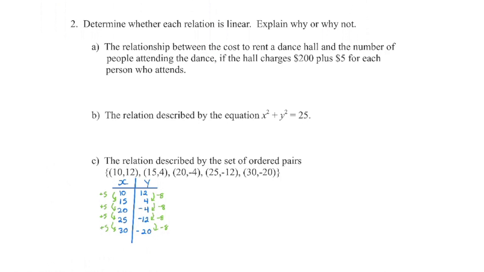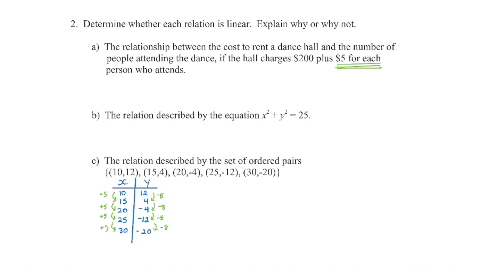Okay, so in my first example, we are renting a dance hall, and we're spending $200 for the hall plus $5 for each person who attends. So our flat rate is going to be $200. We're charging $5 for each person. So on top of that $200, if one person goes, we're going to pay another $5. If 2 people go, we're going to pay another $10. If 3 people go, we're going to pay another $15, etc.